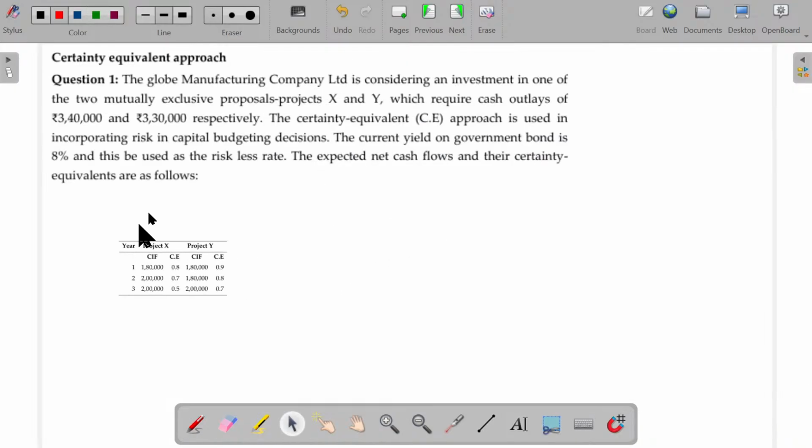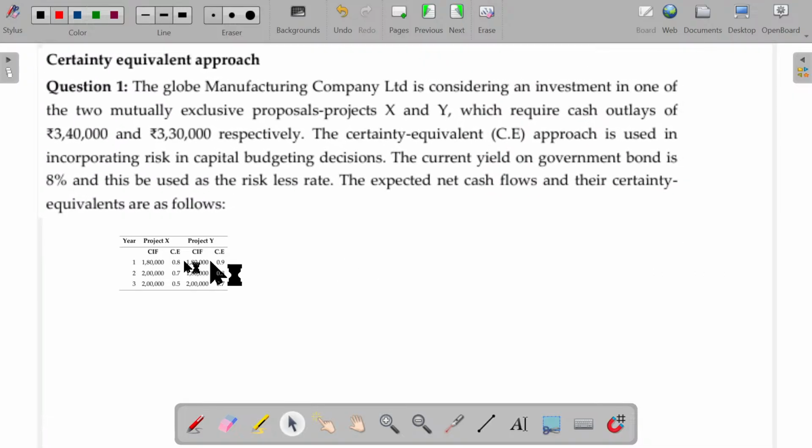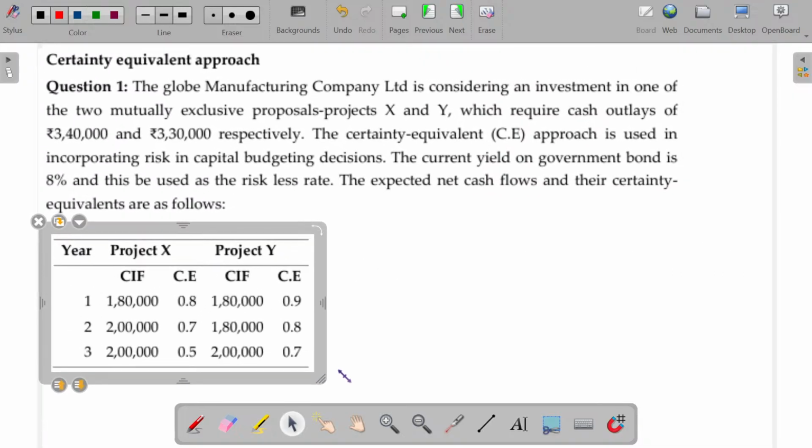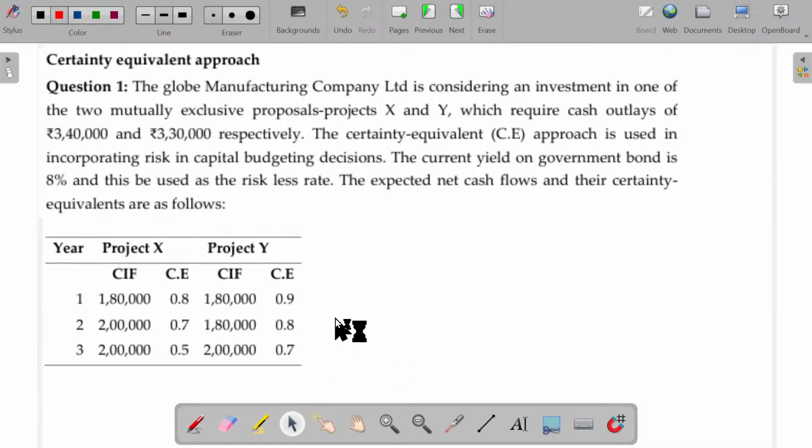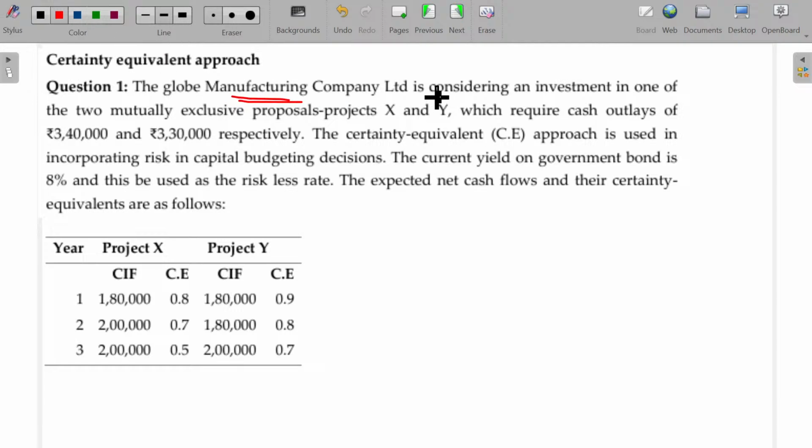Now, see, the Globe Manufacturing Company Limited is considering an investment in one of the two mutually exclusive projects X and Y. You have to study this only after the capital budgeting chapters, not now. As you already completed capital budgeting, it's okay. You are going to calculate the NPV here, which requires a cash outlay of rupees 3 lakhs 40 and 3 lakhs 30 respectively.